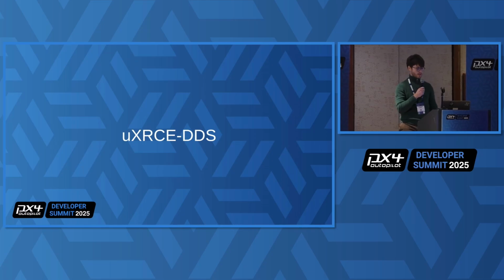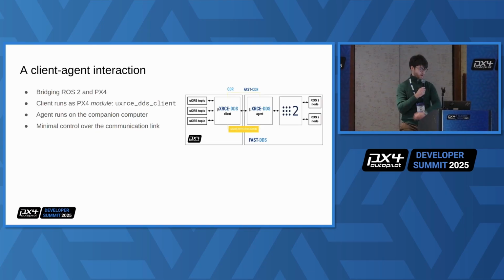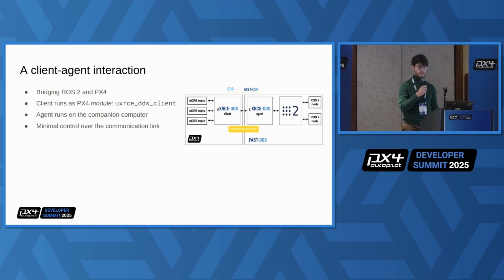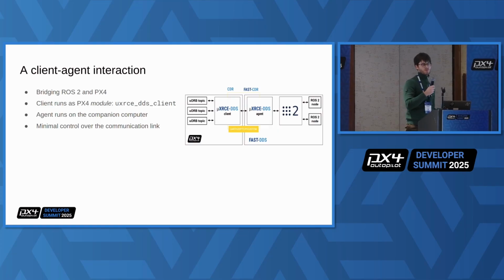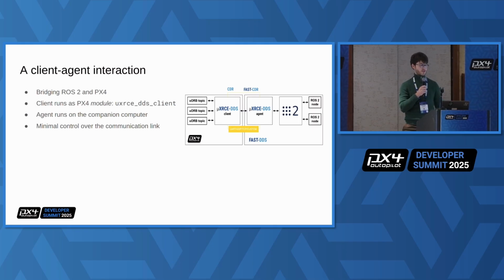What is XRCE-DDS? Let's start from there. It's a client-agent interaction that brings Fast DDS into extremely resource-constrained devices like the flight controller unit where PX4 is running. There is no ROS here, so Fast DDS is just a possible middleware for ROS2, but it's also the default middleware for ROS2. So we coded the client such that everything that is published on DDS is also in the right format so that ROS can read it.